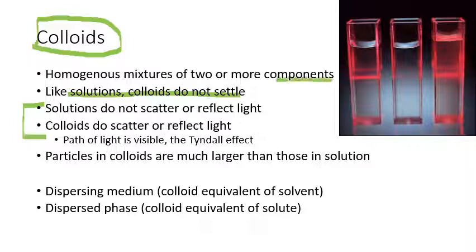If we shot a beam of light from a flashlight at these little jars. The middle jar is a solution, so there's no scattering of light. But these other two on the sides are colloids, and you can see the beam going through the jar. It just goes through, and you can actually see the line from the beam.